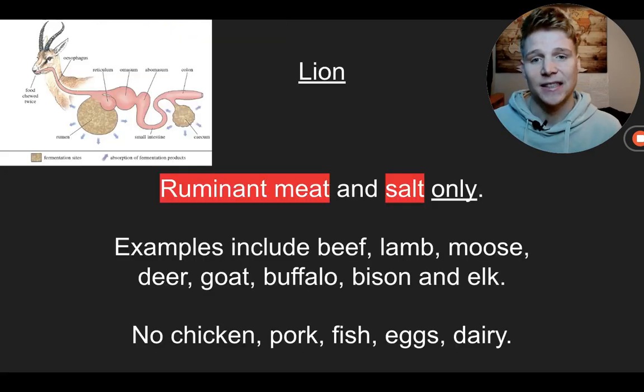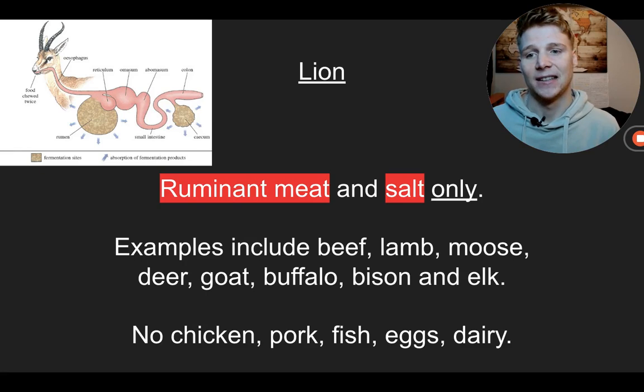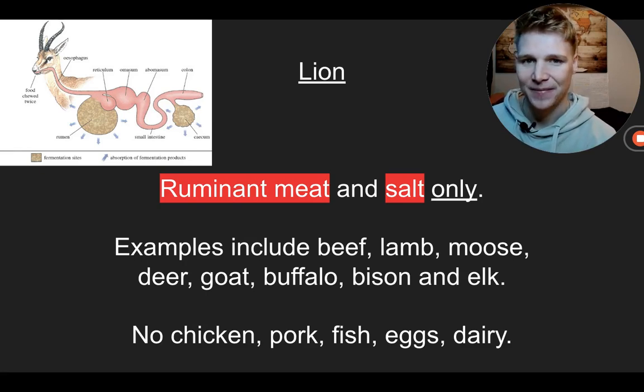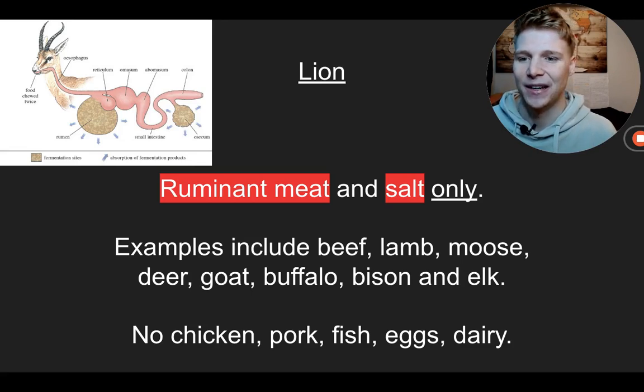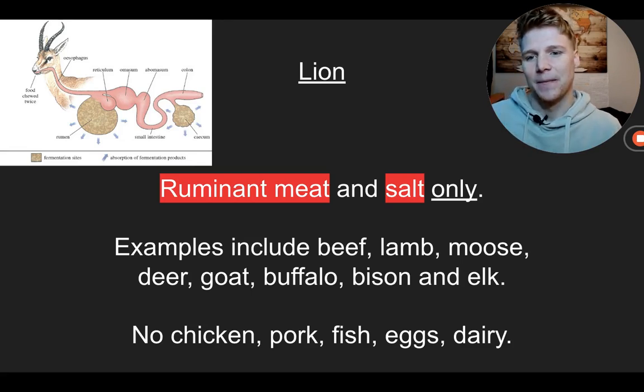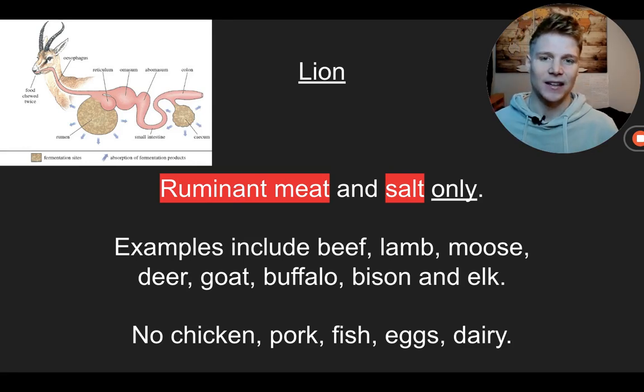So next one is the lion diet. This is ruminant meat and salt only, and there's a picture there of a deer. I tried to get a picture of what a ruminant animal's system looks like. That's all I can find, and I think there are two stomachs on there, or two areas where the food digests, something like that. If you're interested, better to look into it more yourself.